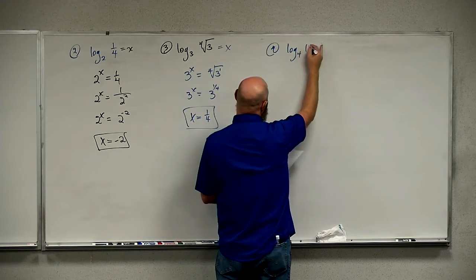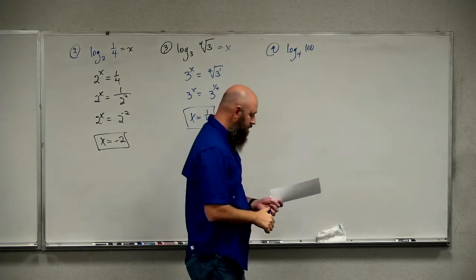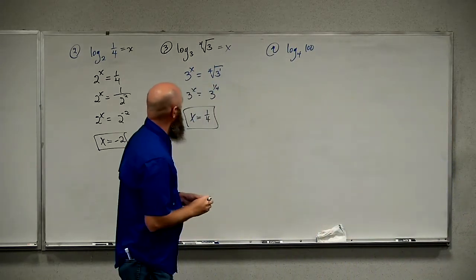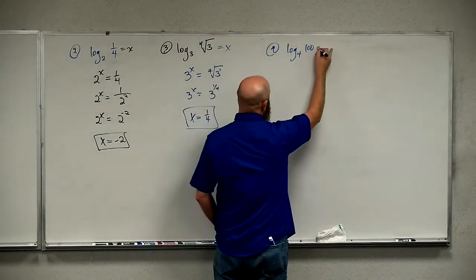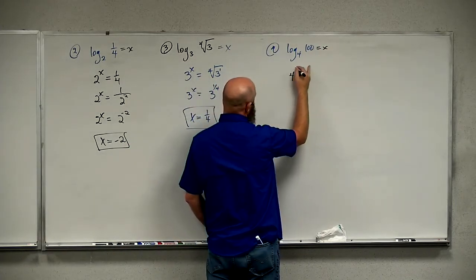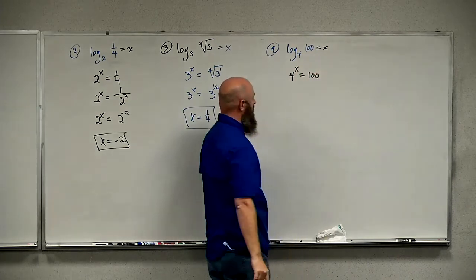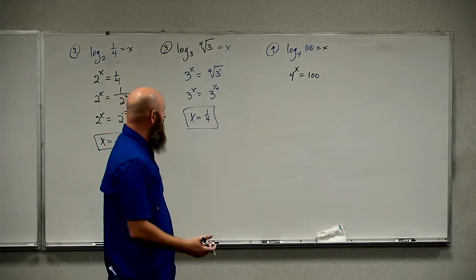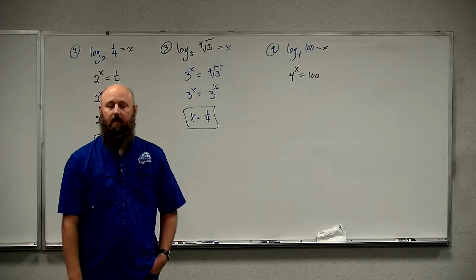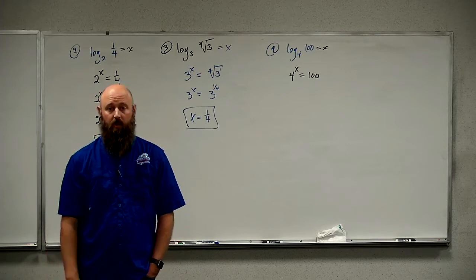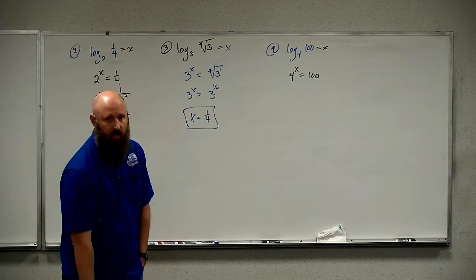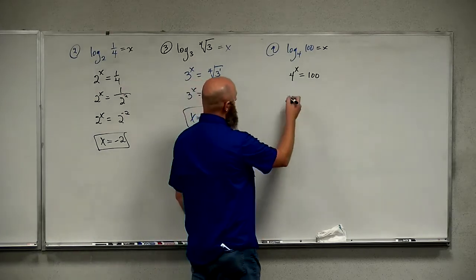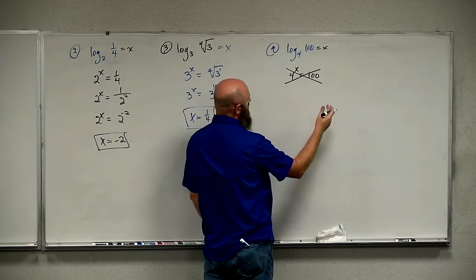It's log base 4 of 100. Again, I'm going to put x here. So that means 4 to the x equals 100. Well, we break that down, there is nothing. If we do 4 squared, we get 16. 4 to the third, we get 64. 4 to the fourth is a really big number. It's not anything, it's 100. So this is not going to work for us here because it doesn't come out evenly.